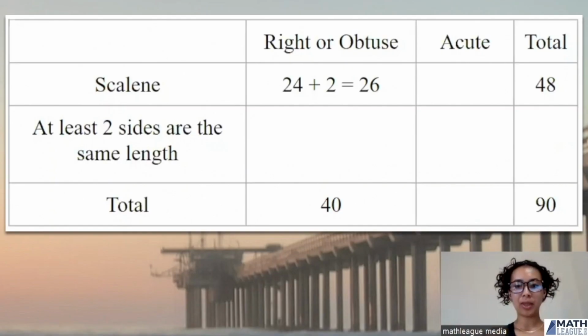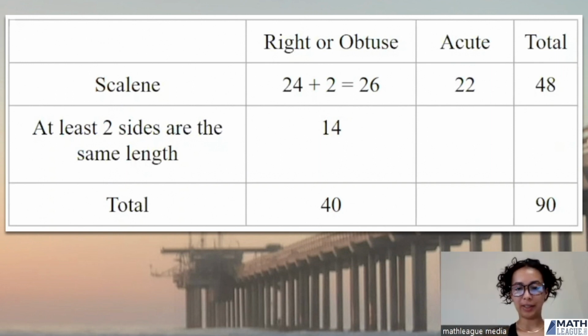So from there, I figured out how many acute and scalene triangles there are, which we know because there's 48 total scalene triangles and there's 26 right or obtuse ones. So there has to be 48 minus 26 equals 22 acute scalene triangles. We can do the same thing down here to figure out how many right or obtuse triangles there are that have at least 2 sides that are the same length, and we get 40 minus 26 is 14.